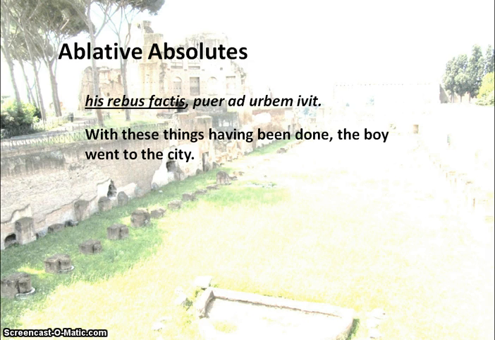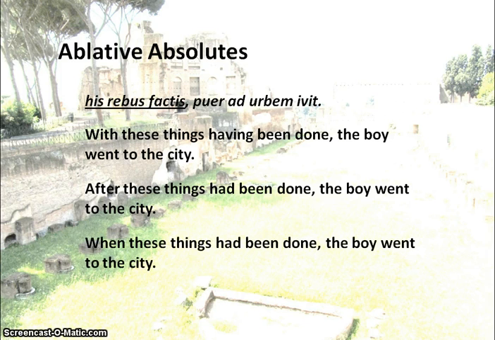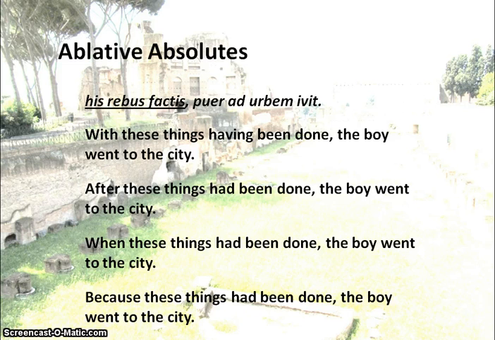Now, factis, we've said, is a PPP, so it's describing an action that has happened before the action of the main verb. So we might want to translate it as, after these things had been done, the boy went to the city. Or context might say that maybe when these things have been done, or even because these things have been done, the boy went to the city. We can see here all of these are perfectly legitimate translations of this ablative absolute, but the context of the rest of the sentence and the rest of the passage are going to help us to decide which one of these is going to fit best.